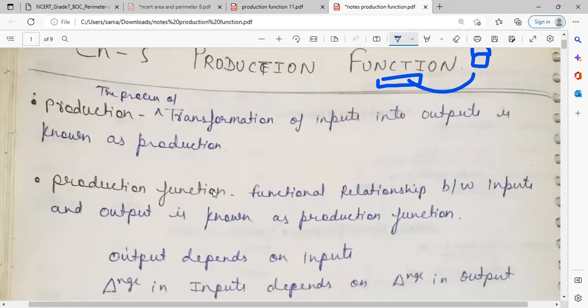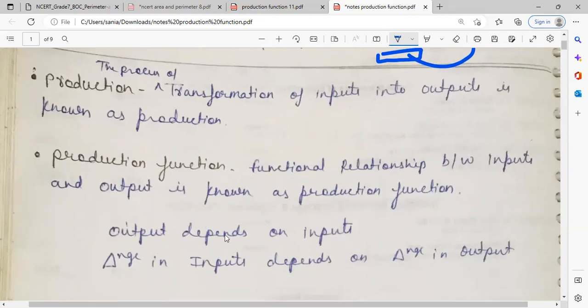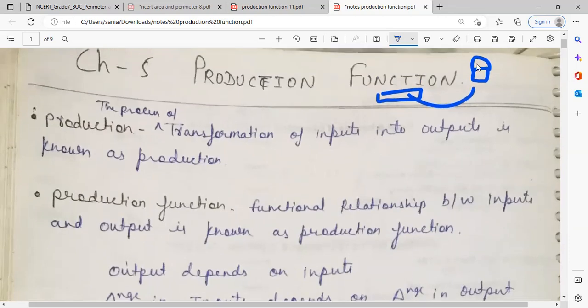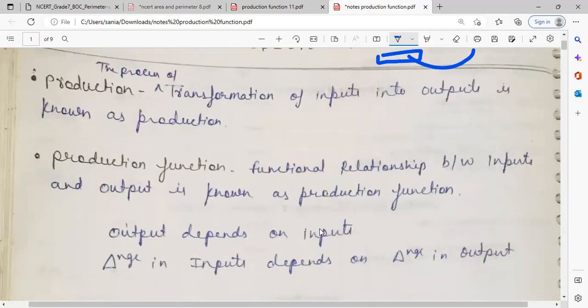Now coming to production function. The functional relationship between input and output is known as production function. Wherever you get this word function, I have always told you that it is basically the functional relationship. Remember one thing, output depends on input. For example, a chair can be of two types: a wooden chair or a plastic chair. If you put in wood as an input, you will get a wooden chair. If you put in plastic, you will get a plastic chair. So output always depends on input.